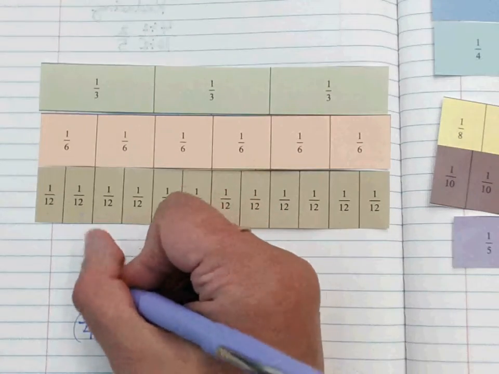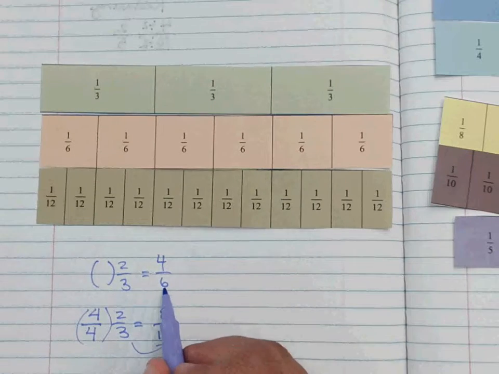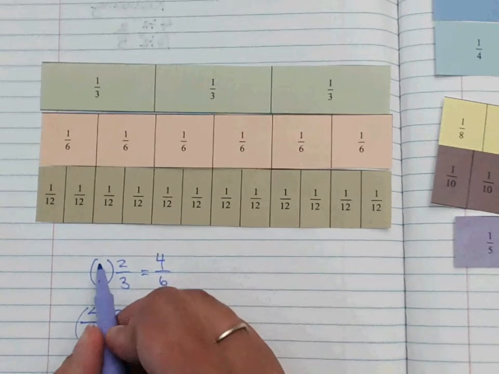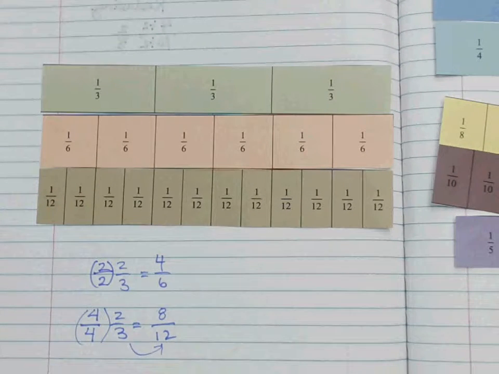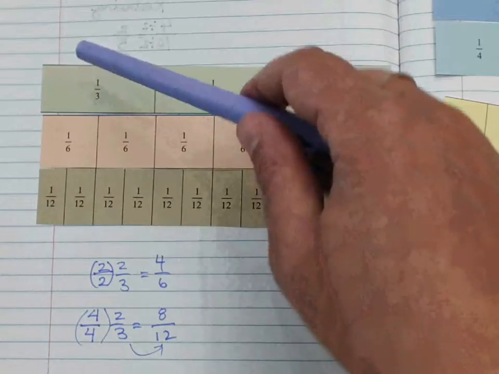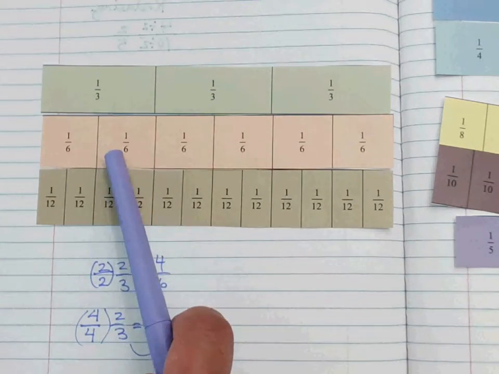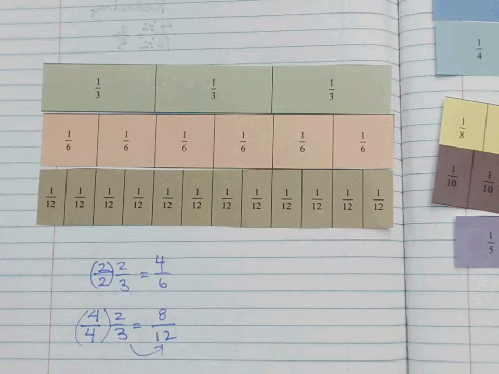What did I multiply 3 by to give me 6? 3 times 2, good. And then that means I have to do the same thing in the numerator. So notice that you can only make equivalent fractions if the denominators are multiples of each other, multiples of 3. Is that making sense? A little bit?